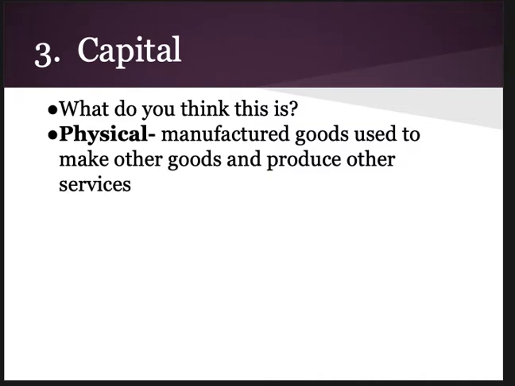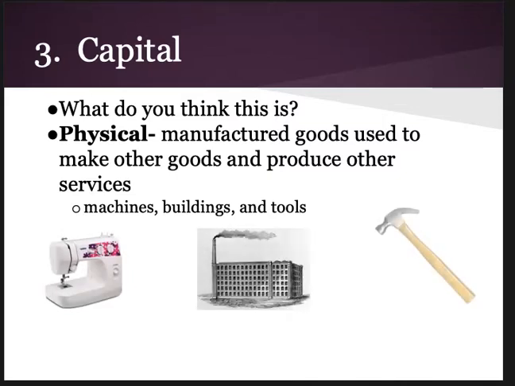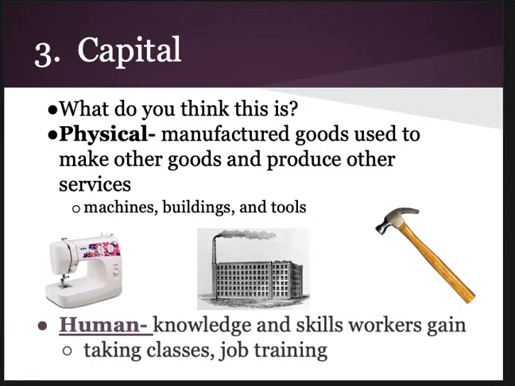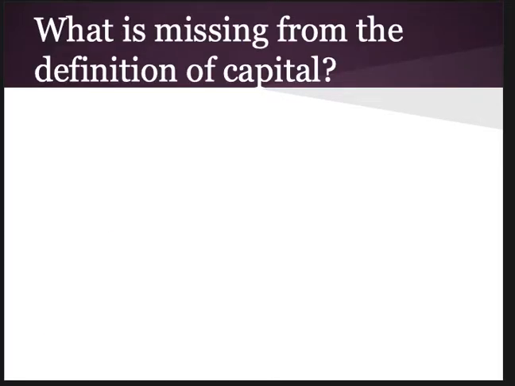The two forms of capital you need to remember are physical capital, which is the manufactured goods used to make other goods and produce other services. Machines, buildings, tools like a sewing machine, factory, warehouse, or even a hammer. That's the physical tools. That's physical capital. Human capital, however, also known as intellectual capital, is the knowledge and skills workers gain through on-the-job training or taking classes. Again, what's missing from the definition is money.